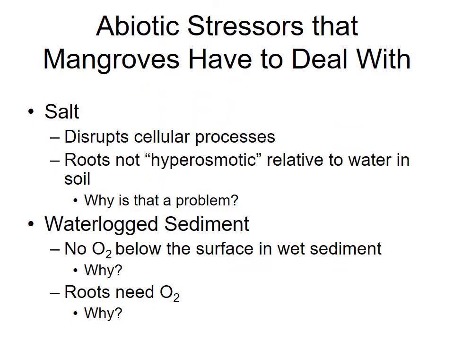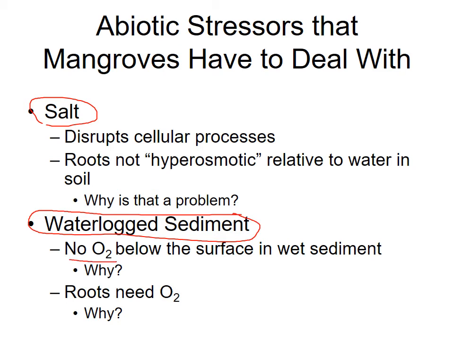Okay, so in addition to being destroyed by humans, mangroves have some natural environmental stressors that they have to deal with. The two big stressors are the saltiness of the soil and the fact that the soil is waterlogged and therefore low in oxygen. So we'll talk about the salt first.